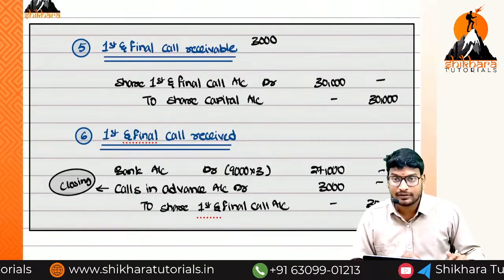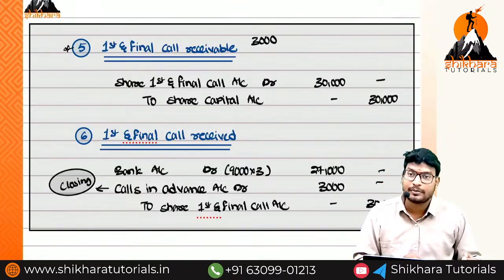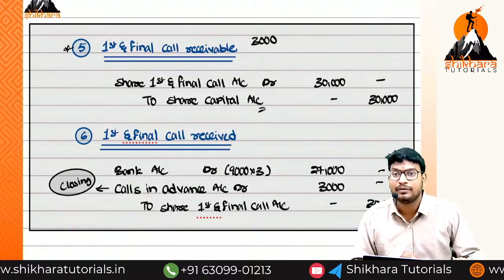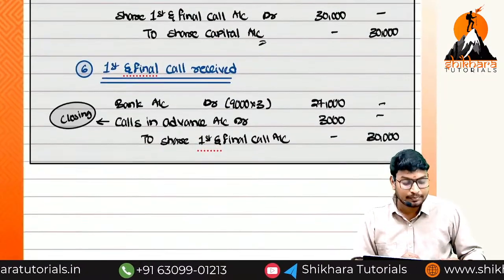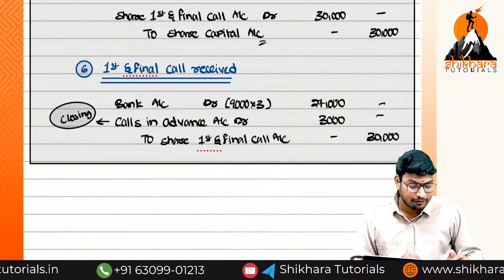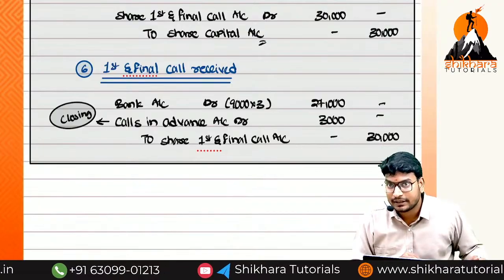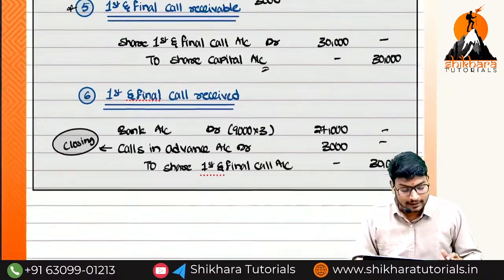This calls in advance will be debited in this entry itself. At that point of time, how much? Calls in advance 3,000. But always share capital will be created with face value, remember. Now which entry do we need to pass here? Bank account debited to calls in advance, 27,000 and 27,000. Are you getting the point or not? If you want, you can follow this one. This is also right.